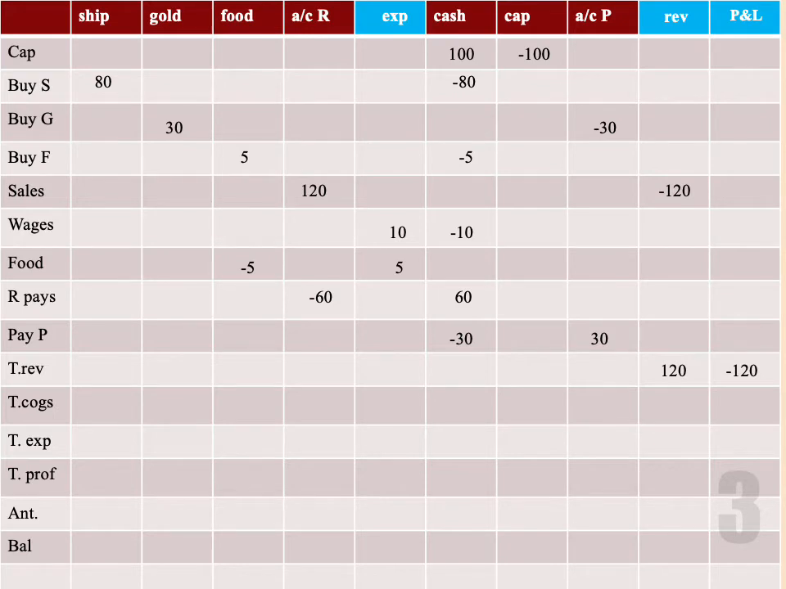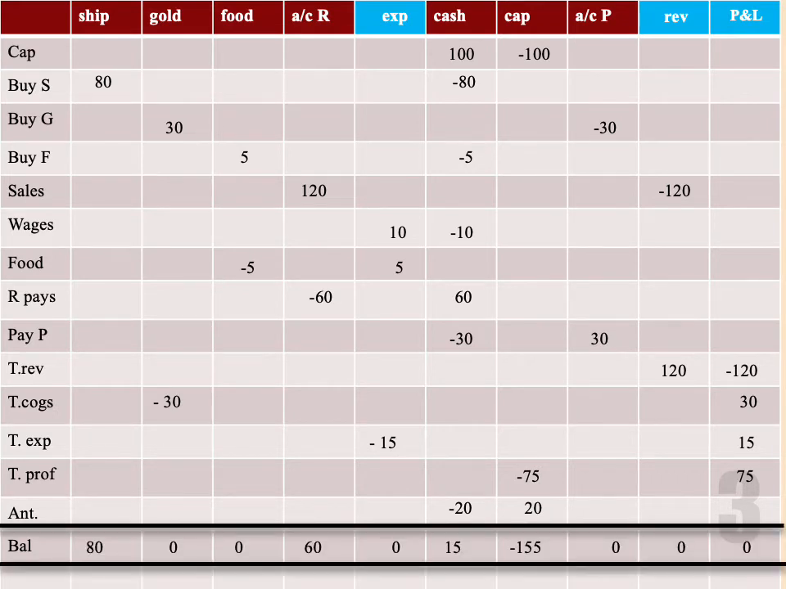We charge the cost of goods sold. We transfer the expenses. We add it up and find that we have made a profit of 75. And since this will be owed to the owner, we transfer it to capital. Antonio withdraws 20. We total the columns to get the balance sheet, and as you will see, the temporary columns, expense and revenue, have got zero balances in because they've been transferred to the profit and loss account.